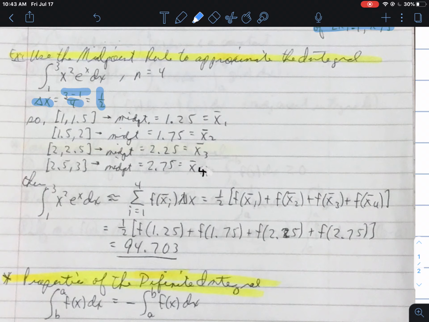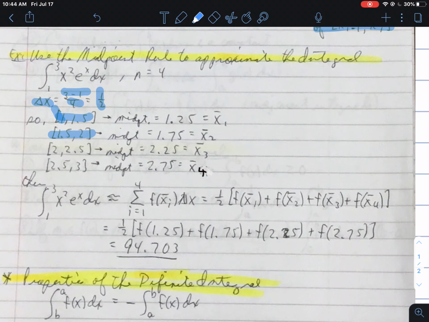So then we need to define our intervals. If I start at a, the left endpoint of our interval, which is 1, and add delta x to that, which we just found to be 1/2, my first subinterval would go from 1 to 1.5. The second subinterval would go from 1.5 to 2. All I'm doing again is just adding 1/2. That's delta x, the width of the subinterval.